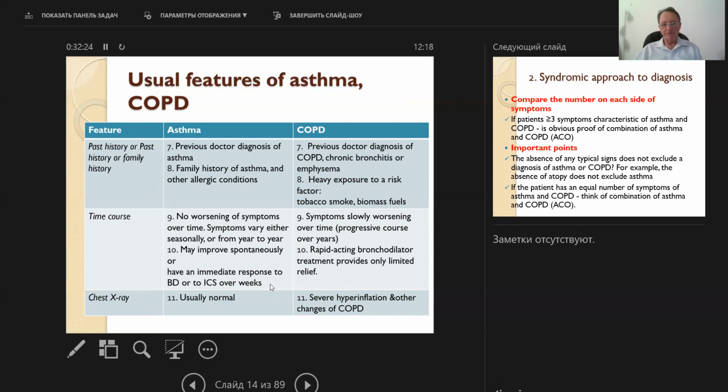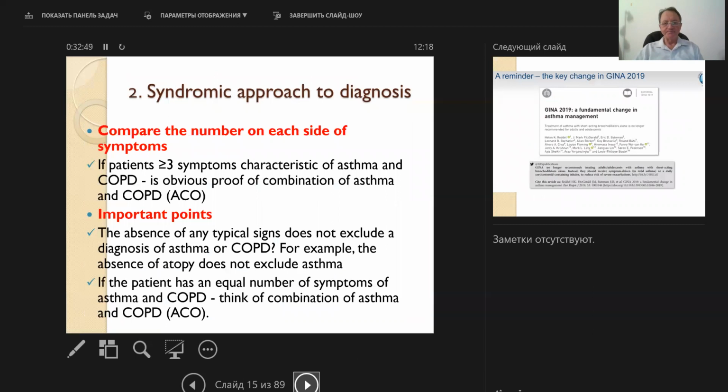Chest X-ray in case of asthma is normal, but in case of COPD, you can see severe hyperinflation and emphysema, air trapping, especially with high resolution computer tomography. Sometimes you can find patients who have both asthma and COPD. Previously it was called asthma-COPD overlap syndrome, but now this term has changed to combination of asthma and COPD. That is, the patient has both asthma and COPD, if the patient has more than 3 symptoms of asthma and 3 or more symptoms of COPD.